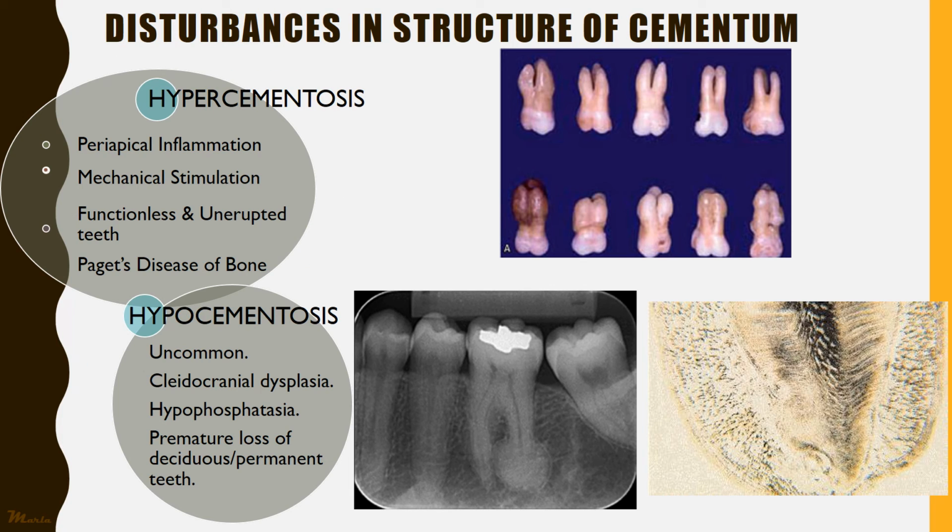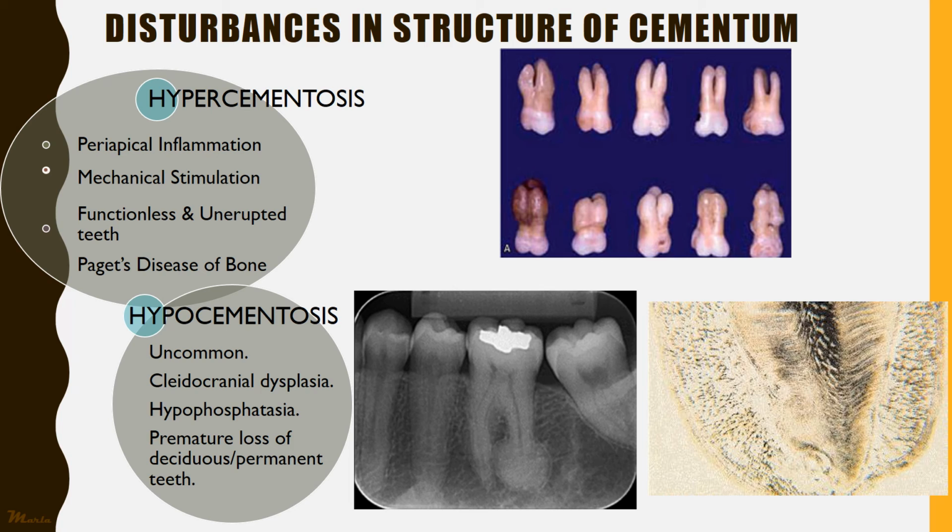Moving on to developmental disturbances involving the structure of cementum. Basically, two forms of anomalies are seen. Either there is excess production of cementum, also referred to as hypercementosis, or there is deficiency in production of cementum, referred to as hypocementosis. Hypercementosis is basically because of a periapical inflammation, mechanical stimulation like overloading of the tooth may cause increased cementum production.